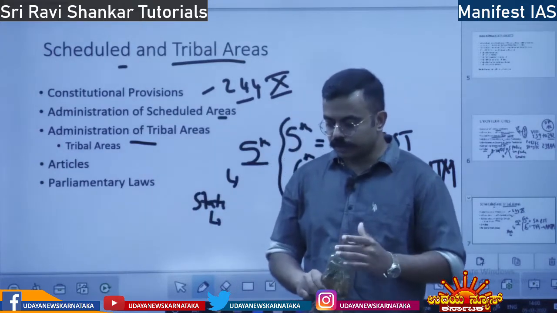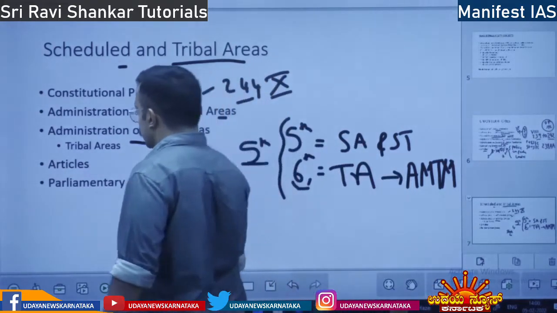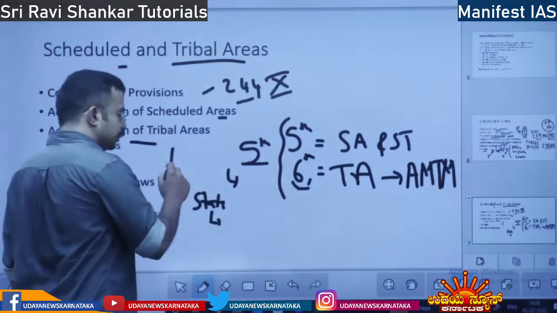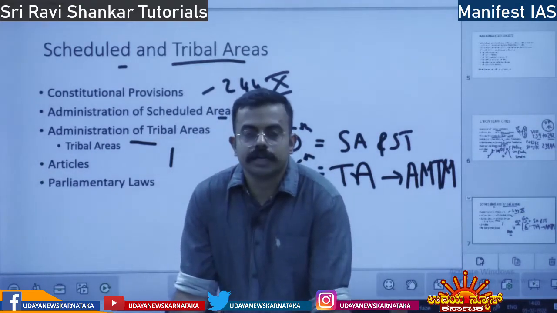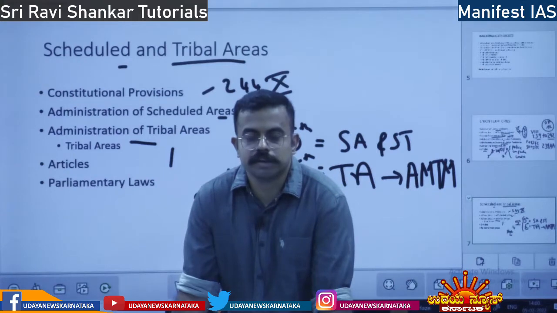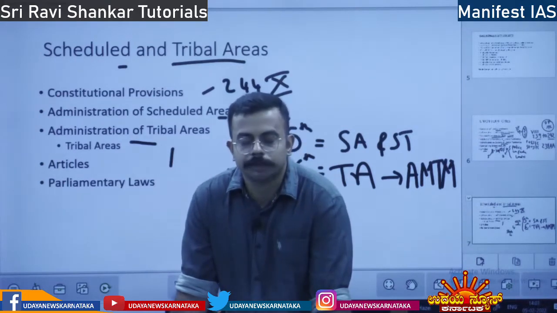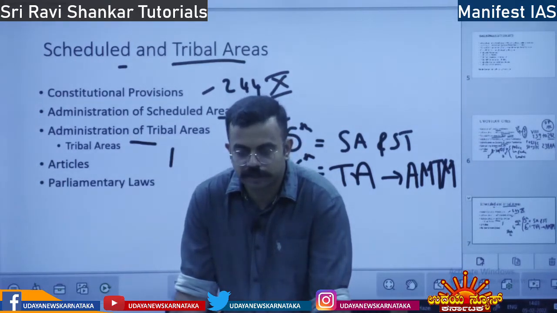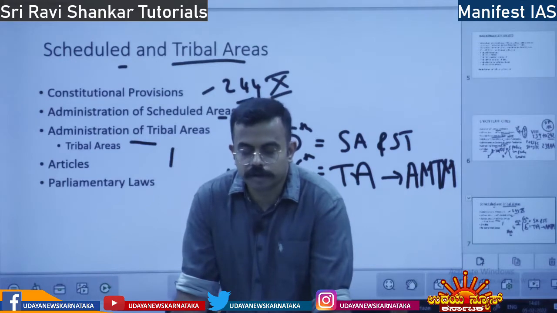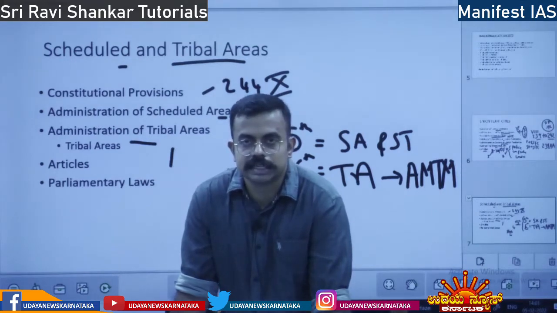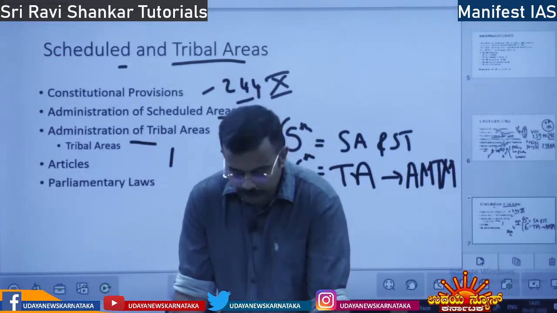So, what are the features of administration of tribal areas? In these tribal areas, there will be constitution of tribal administrative councils and autonomous districts. Wherever tribes are in higher numbers, there will be autonomous districts. Assam, Tripura, Mizoram and even Meghalaya have autonomous districts. What do you mean by autonomous districts? The power of the state government is restricted when it comes to administering these districts.